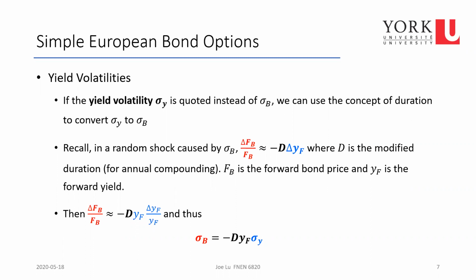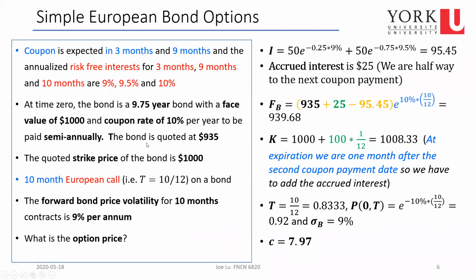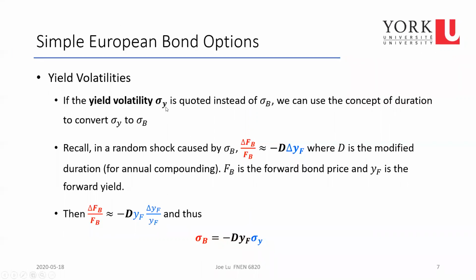So first of all, what if you're being quoted a yield volatility rather than price volatility? So in the last example, we have a 9%, which is the forward bond price volatility. Now, if you are not given the bond price volatility, but instead quote a percentage on the yield volatility, you can always use the duration to convert it to a bond price volatility.